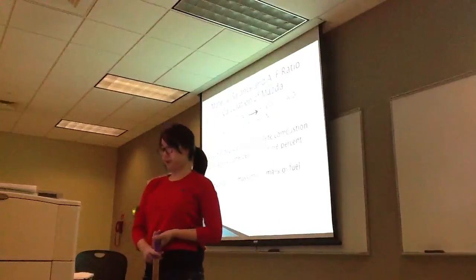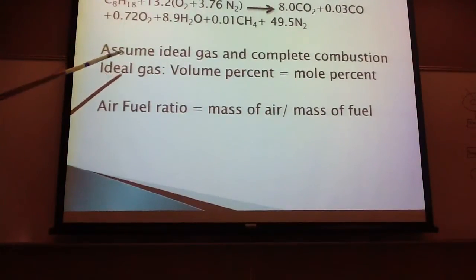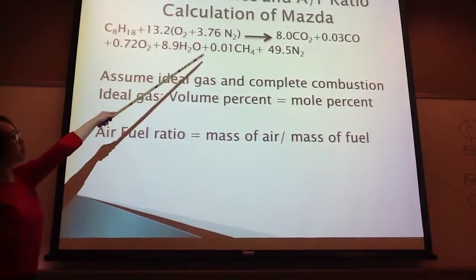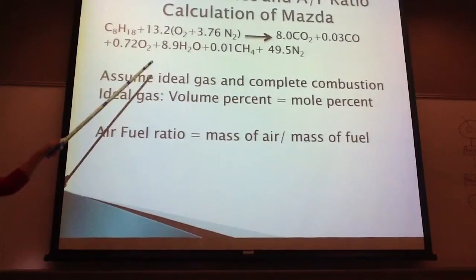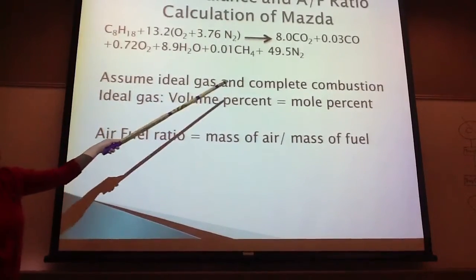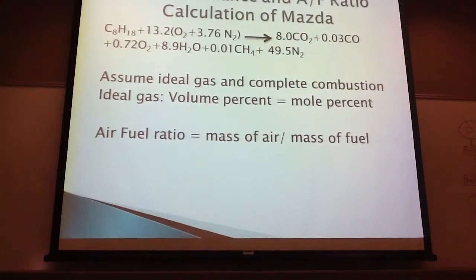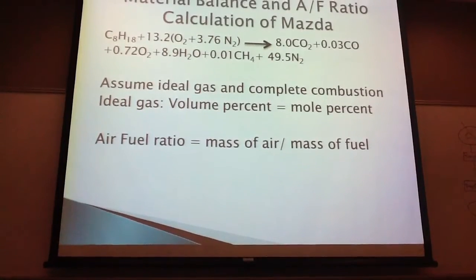This is the material balance and the air-fuel ratio calculation for my car. This is the equation for the reaction, which is octane plus a mixture of O2 and N2, and then produces CO2, CO, O2, water, methane, and nitrogen. You just make them equal, assuming what goes in equals what goes out. And then we assume ideal gas and complete combustion.